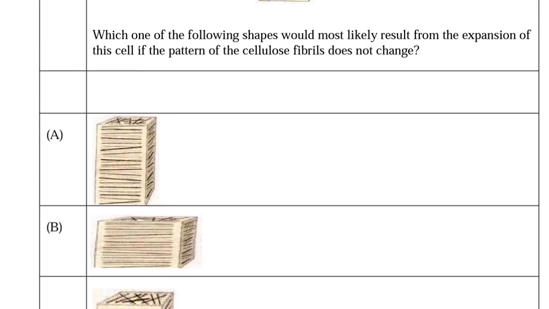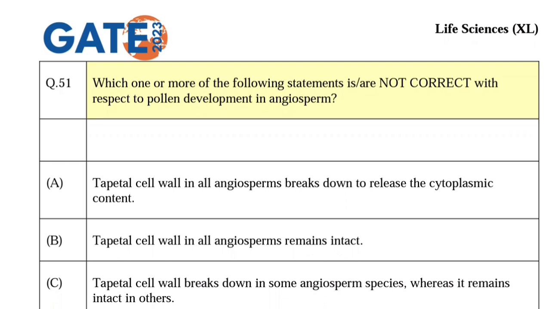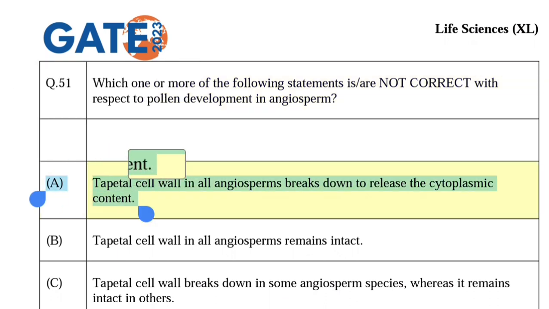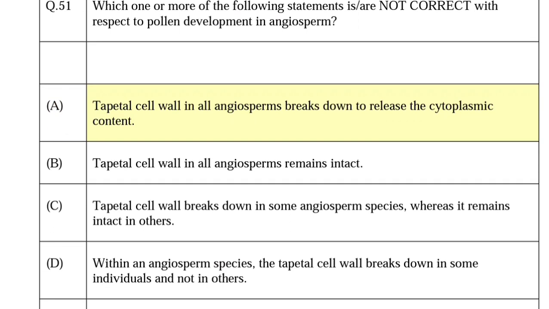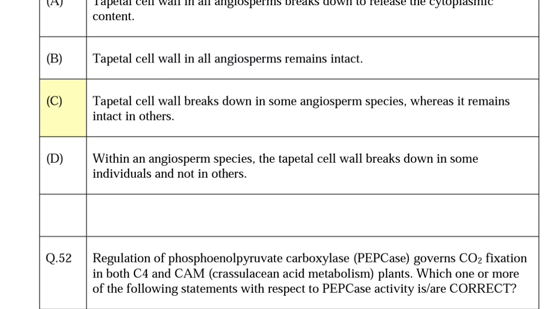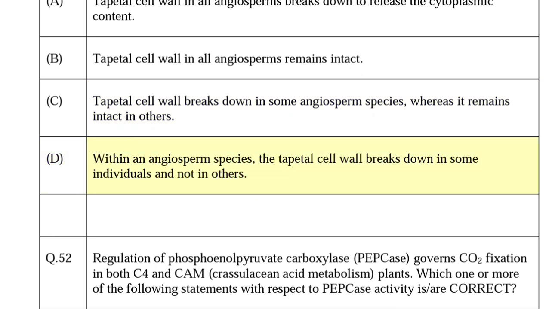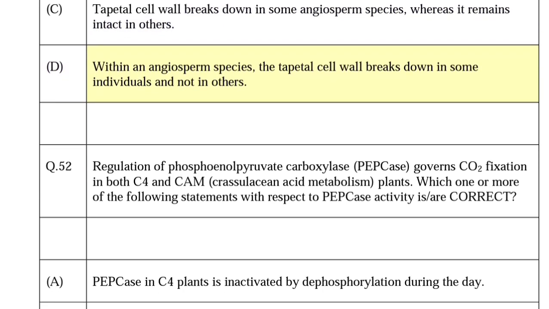Q.51. Which one or more of the following statements are not correct with respect to pollen development in angiosperms? A. Tapetal cell wall in all angiosperms breaks down to release the cytoplasmic content. B. Tapetal cell wall in all angiosperms remains intact. C. Tapetal cell wall breaks down in some angiosperm species, whereas it remains intact in others. D. Within an angiosperm species, the tapetal cell wall breaks down in some individuals and not in others.